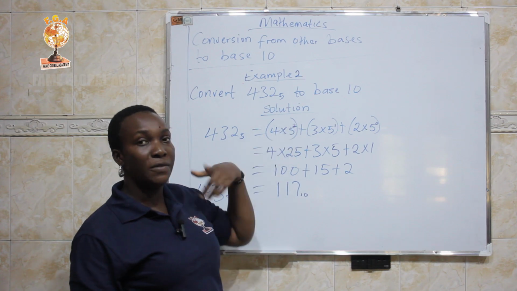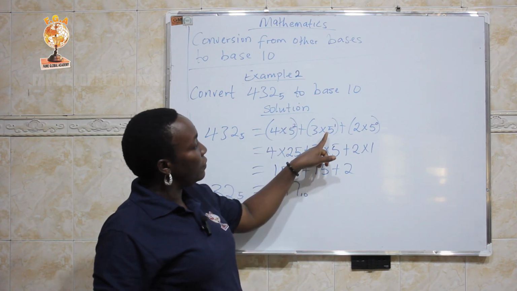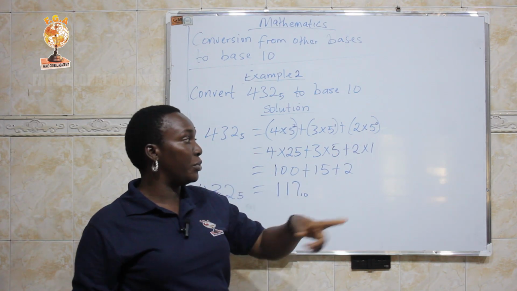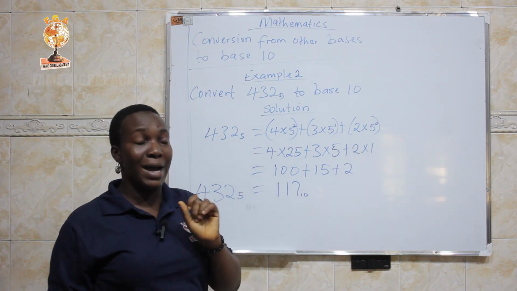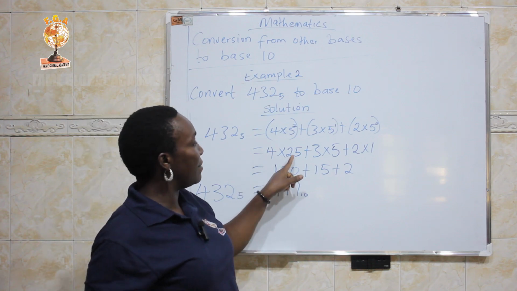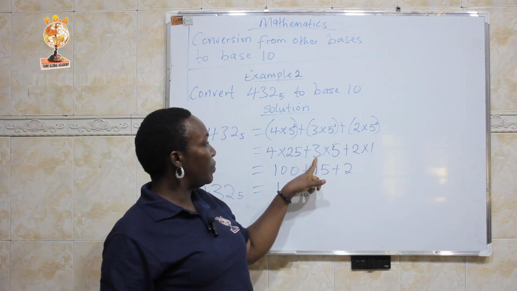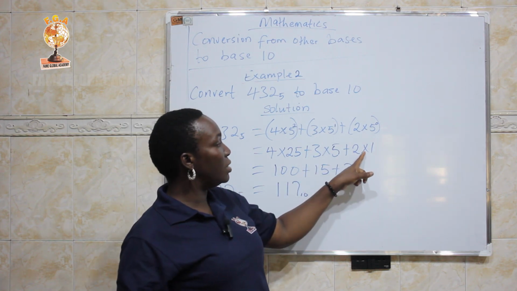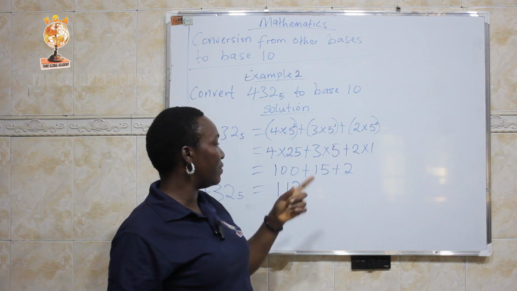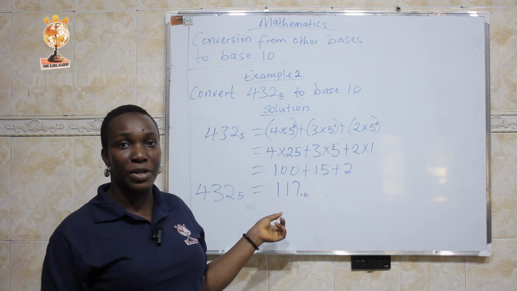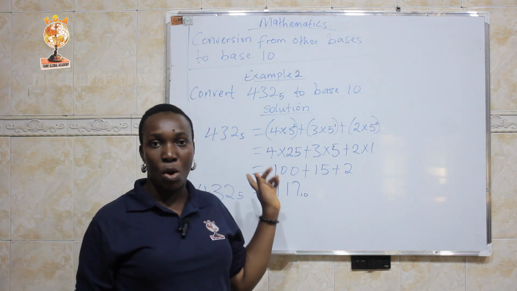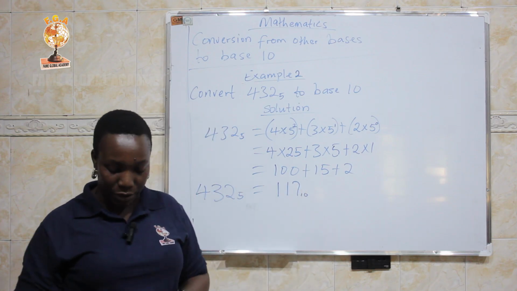So then after that, you multiply. 5 raised to the power of 2 means 5 times 5, which is 25. Then 5 raised to the power of 1 is the same thing as 5. That's what we have here. Then 5 raised to the power of 0 is 1. I've said it before. Any number at all raised to the power of 0, the answer is 1. So here we multiply 4 times 25, that will give us 100. 3 times 5, that's 15, and 2 times 1, that's what? 2. So we add everything together. This 15 plus 2 is 17. Add it to your 100. You have 117 base 10. So our answer is 432 base 5 is equal to 117 base 10. I hope that is understood.